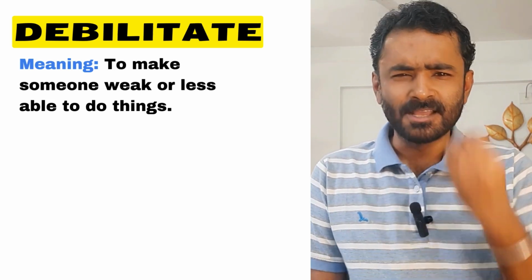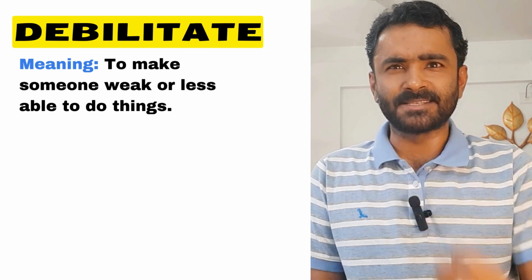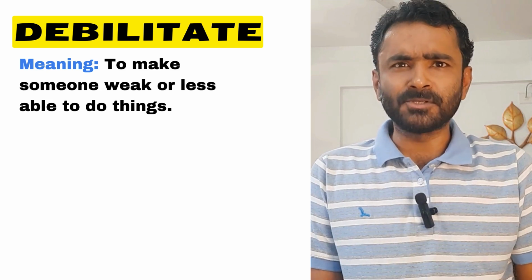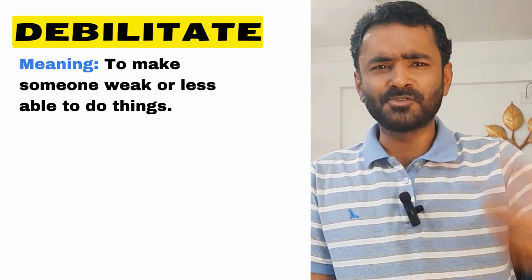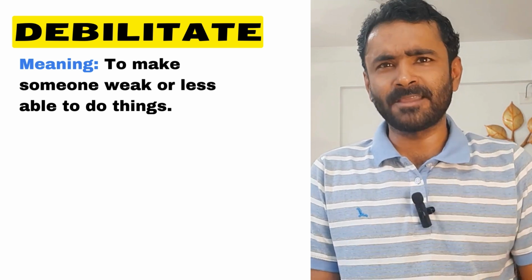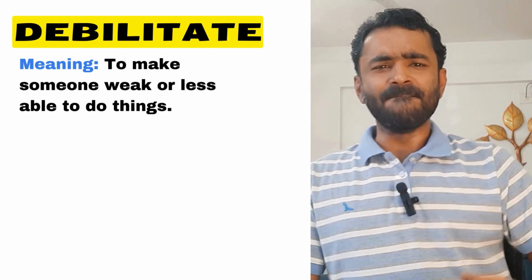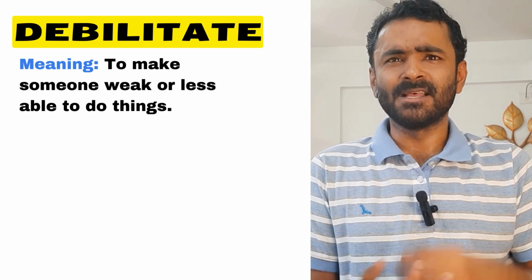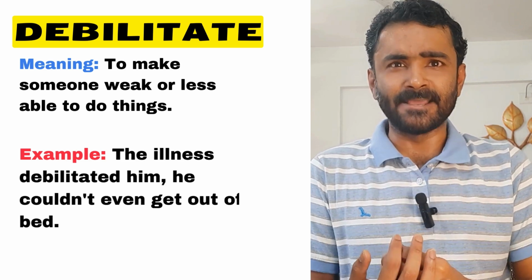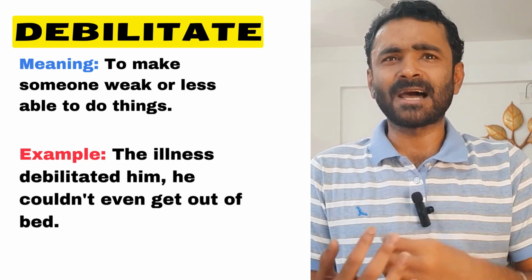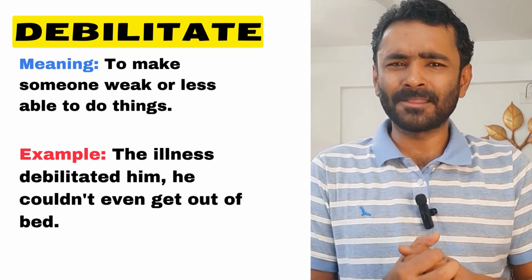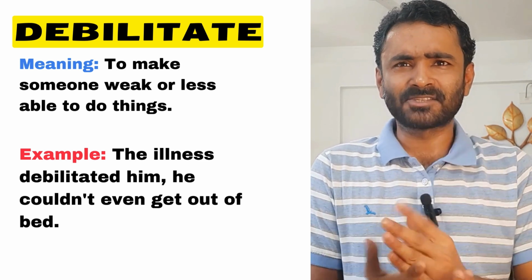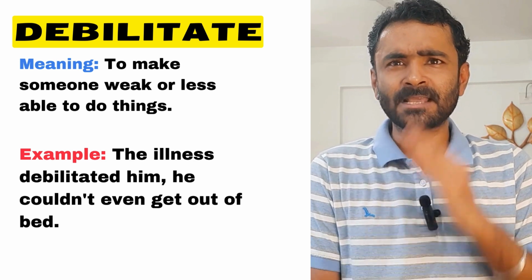Now the next word is debilitate. How do we pronounce it? Debilitate. Debilitate. It means to make someone weak or less able to do things, right? If we make someone weak, reduce their power, then you can use this word, which is debilitate, right? One good example sentence is, the illness debilitated him and he couldn't even get out of bed. He had become very sick and his illness really consumed his strength. That's the reason why we have used this word debilitate.